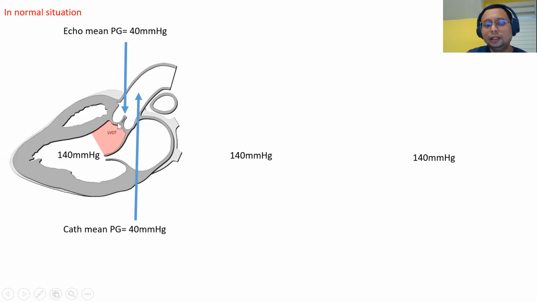So this should be 100 and this also 100. The drop should be 40 and also 40. So this is a normal patient. You measure here with echo, you measure there with catheter, it doesn't make a difference. All right. Now, what happened in a small bileaflet mechanical valve?